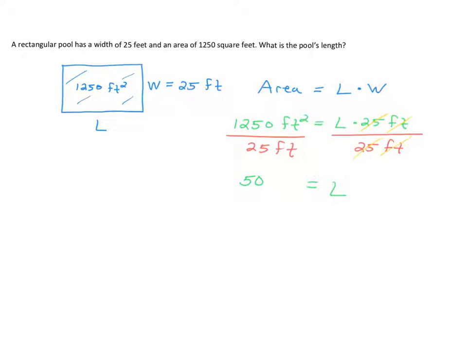And actually, the other thing I see is you have feet squared in the numerator, and you're dividing by feet. I'm going to cancel one of these into one of those. That leaves me with just feet left over. And this actually would be the answer to the problem.